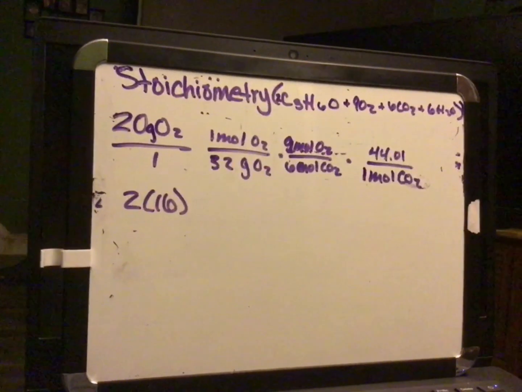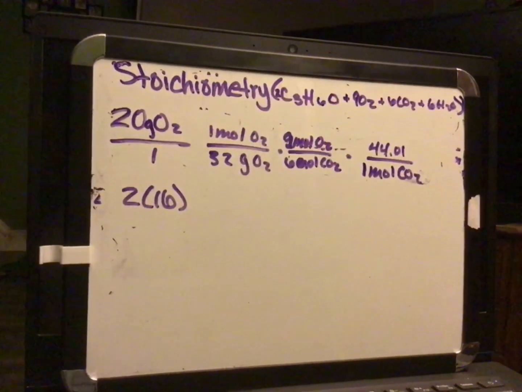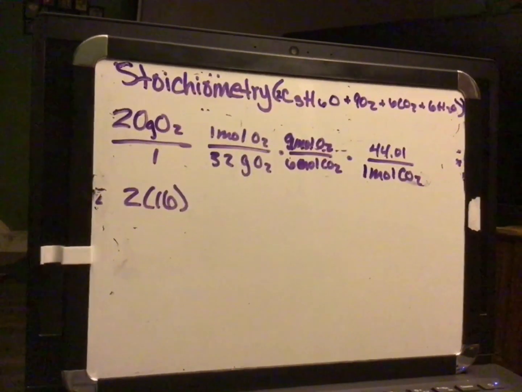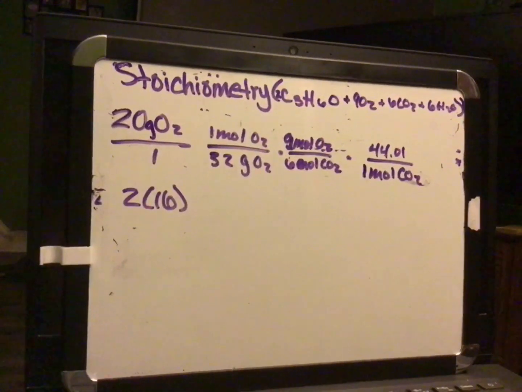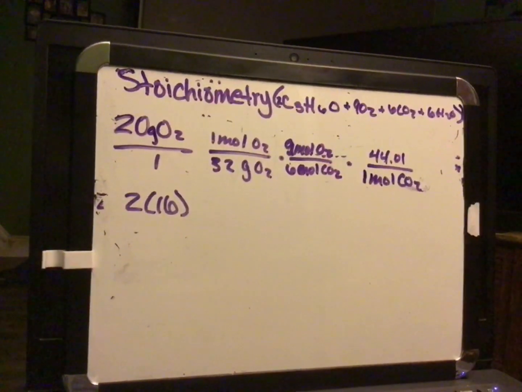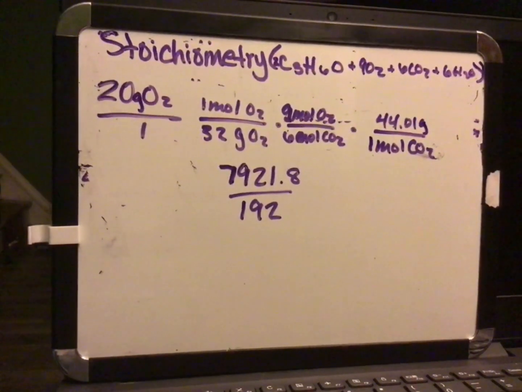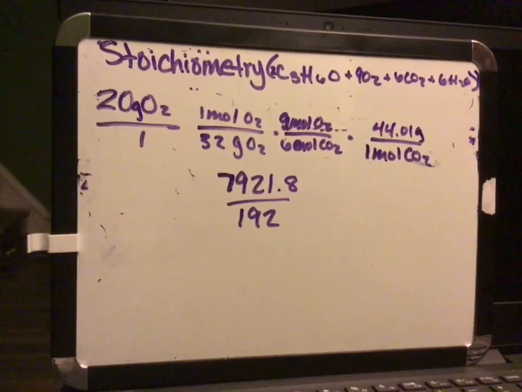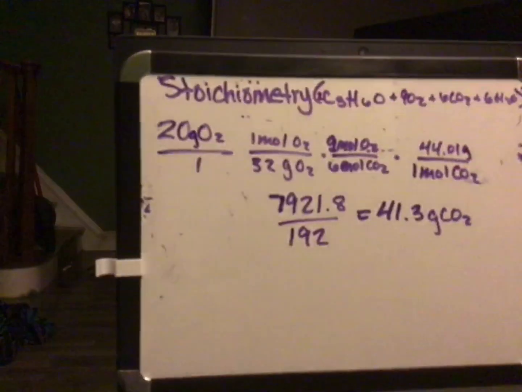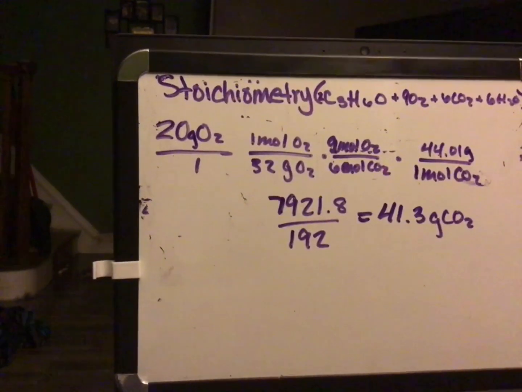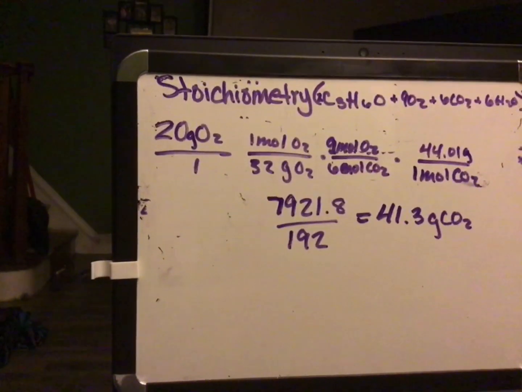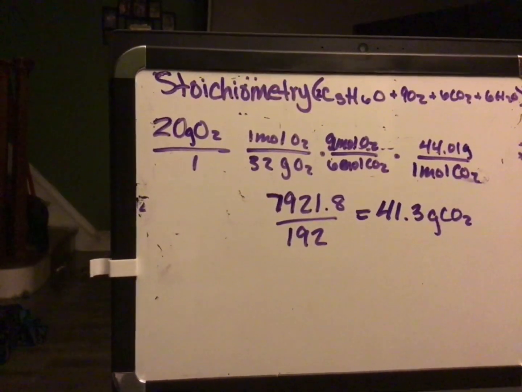And then just like the last example, we have to find out how many grams are in carbon dioxide, and we did that last time, so it's 44.01 grams still. And then after multiplying across the top and bottom, I have 7,921.8 over 192. And then after dividing, we find that we have 41.3 grams of carbon dioxide for the oxygen gas.